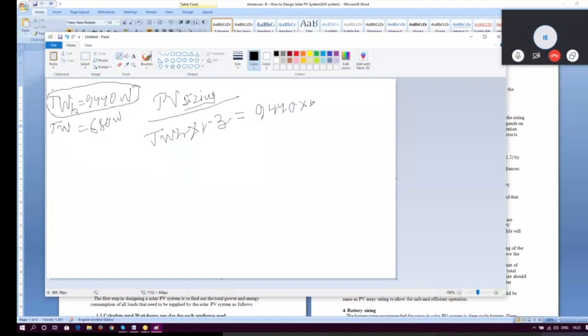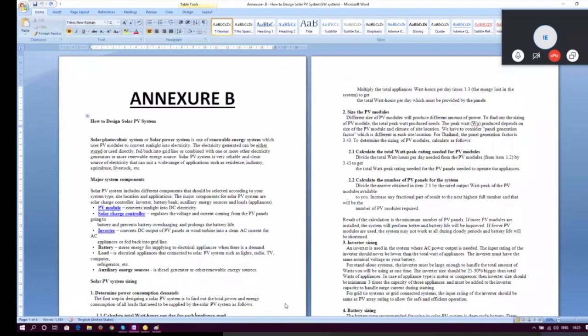So 9440 into 1.3 comes to 12272. This is the total watt hour for which we need to make the design, because first we need to consider the total losses. So first we need to check the total watt hour consumption, right? Once we are done with the first step, the next step: this is the total watt hour a panel must provide for a day.